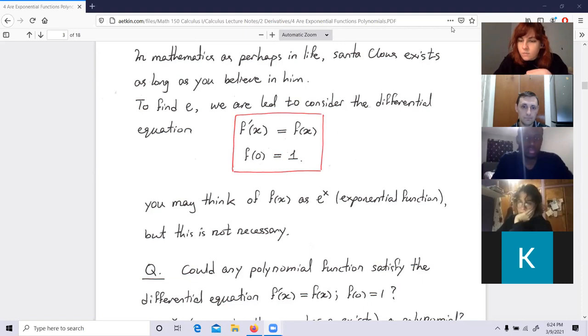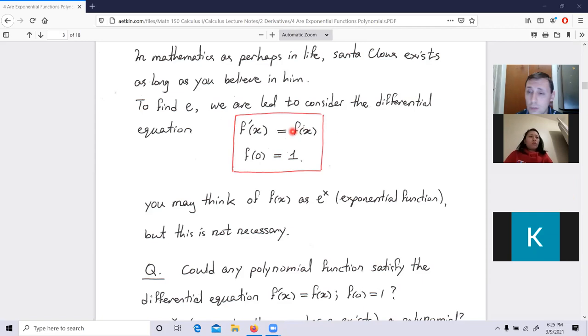I'm asking you guys again, what does it mean for a function to be a polynomial? Do you understand that question? So is a function whose derivative is not changing it, and at 0 it equals 1, could such a function be a polynomial?